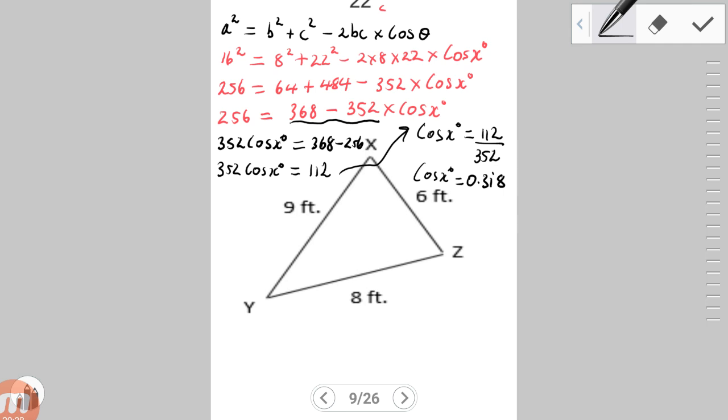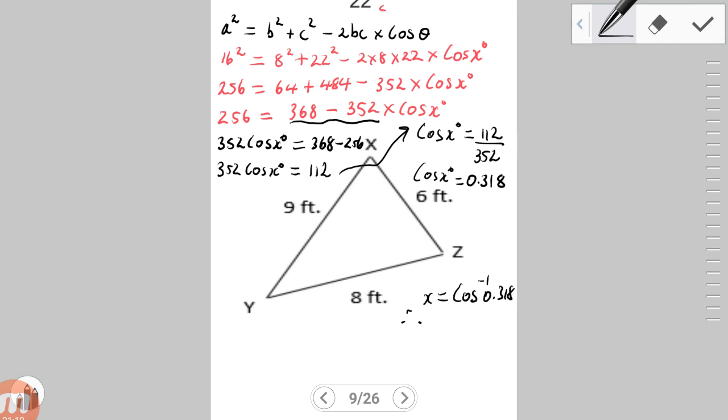So now we're going to have to use the inverse cos in order to get the answer for x degrees. We have already looked at an example in the trig ratio reverse rule where we find the arc cos of the angle. So therefore we can say that x is equal to the cos inverse of 0.318.